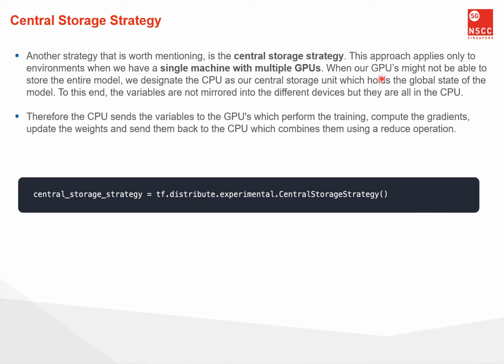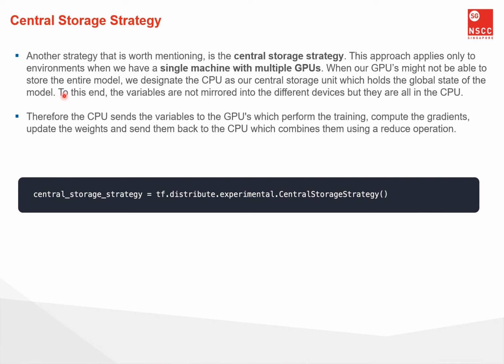But in this case, our GPU is not able to store the entire replica of the model because this replica cannot fit within the memory space of the GPU. So in this case, we designate the CPU as the central storage. So our CPU now does one extra job. Not only does it do the coordinating job, but it also acts as a storage area for all the model data in one central location. And it basically holds the global state of the model for each of the GPUs within the server.